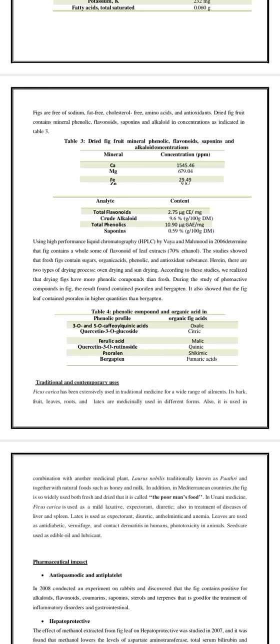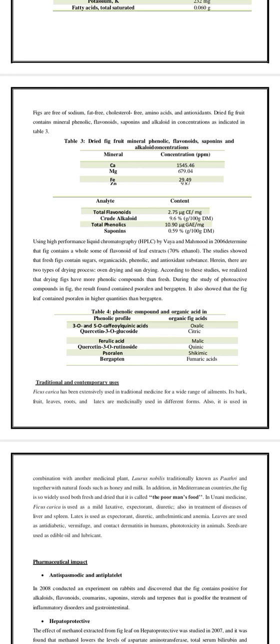Then the crude alkaloid is 9.6%, total phenolic content is 10.90 milligrams, and saponins are 0.59%. Using high performance liquid chromatography, also known as HPLC, in 2006 it was determined that fig contains a whole sum of flavonoids in the leaf extract in 70% ethanol. The study showed that the fresh fig contains sugar, organic acid, phenolic and antioxidant substances.